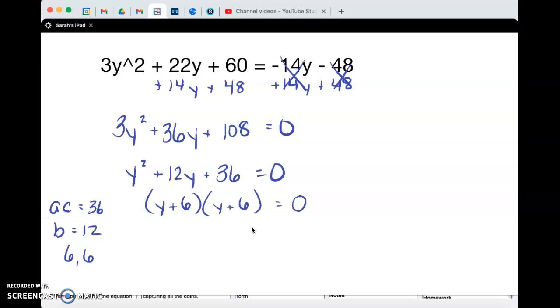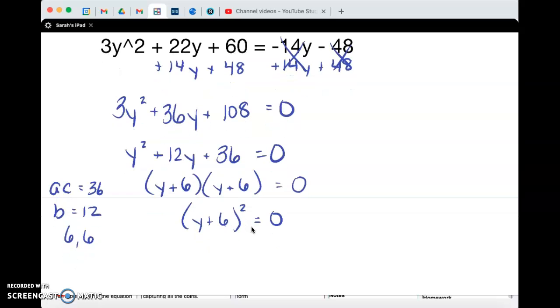So that's only when the A value is 1 that you can go straight to factor form and not do the full method. I could write it as y plus 6 to the second power if I wanted to. This was a perfect square trinomial, I could use that shortcut. 36 is a perfect square.